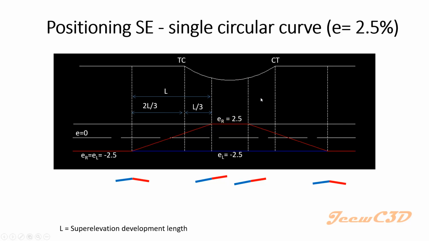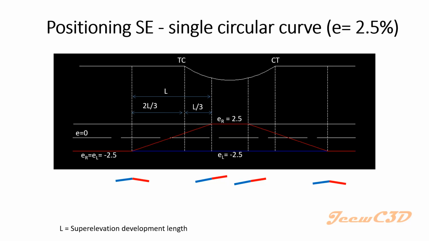So at the end of this curve, you will have the same superelevation development as this one, if this is a simple curve. So we will position that superelevation development length L/3 and 2L/3 as in the start of the curve. So you will be having the same superelevation development and the same pavement rotation within that single circular curve. So that is how to position superelevation development length within a single circular curve.